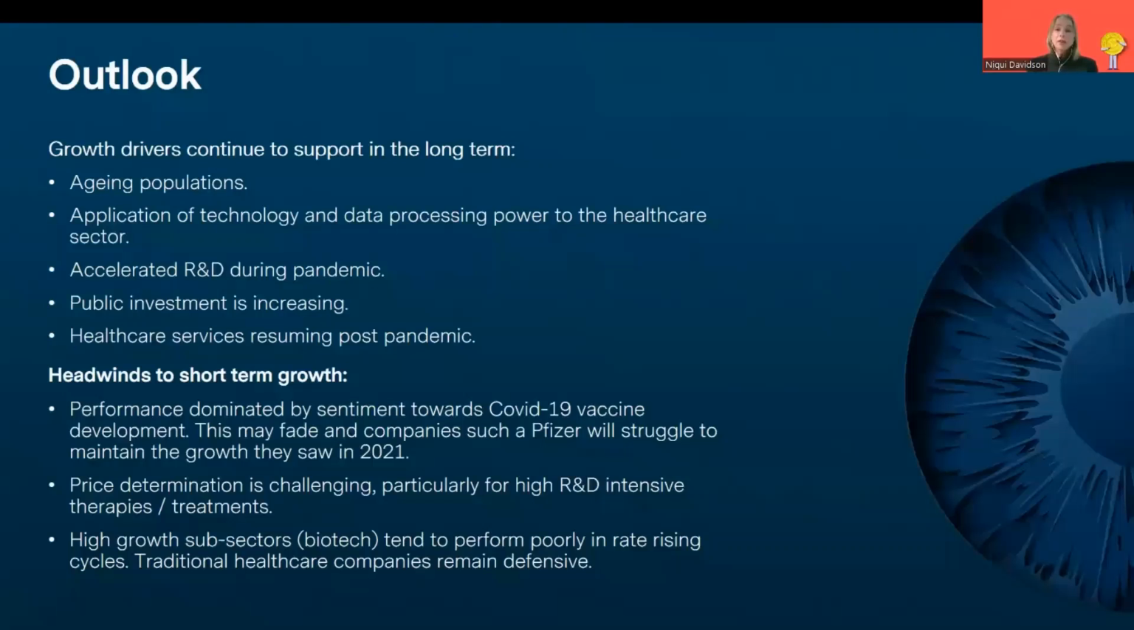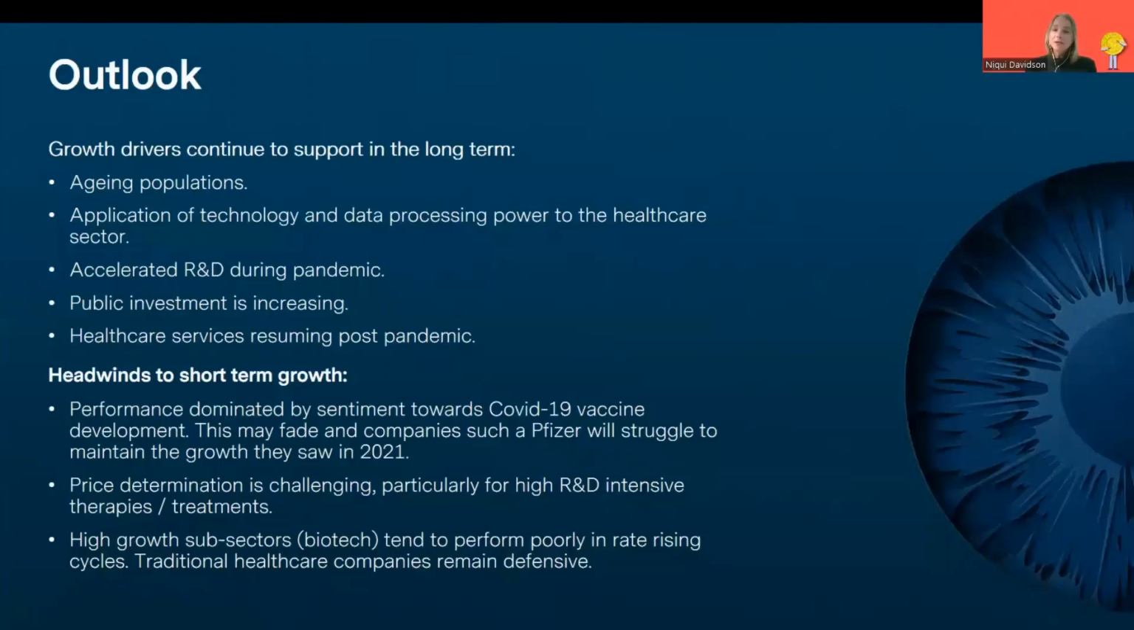It was already quite high before the pandemic. Government expenditure in healthcare has increased during the pandemic and is expected to continue increasing in order to support the demographic trend of aging populations as well. And then lastly, in the shorter term, we should see a resuming to normality post the pandemic.